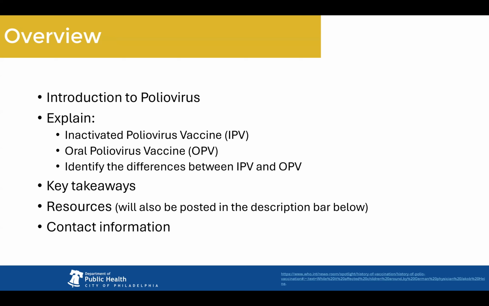Here's an overview of what this presentation will cover. We'll begin with the introduction to poliovirus. Next, we'll explain inactivated poliovirus vaccine, also known as IPV, oral poliovirus vaccine, also known as OPV, and identify the differences between IPV and OPV, followed by key takeaways, resources, which can be found on the resources slide of this presentation, as well as the description bar below, and then we'll close with contact information.